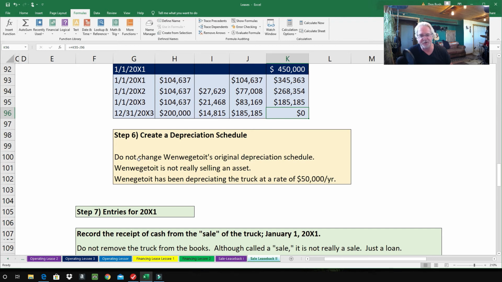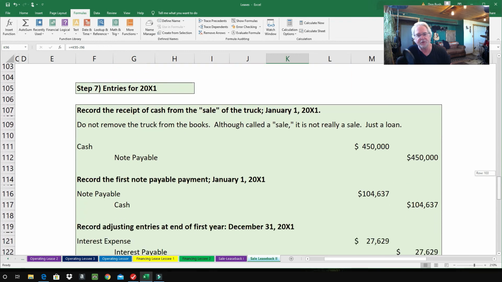I know the lease says that they're selling the truck, but when we get to construction, it's really just borrowing money on a temporary basis. They're calling it a lease, but it's a loan is what it is. And so When We Get To Construction is going to keep the truck on their balance sheet, and they are still going to depreciate the truck at the same old rate that they always have, at $50,000 per year. That's not changing. The journal entries are really quite straightforward.